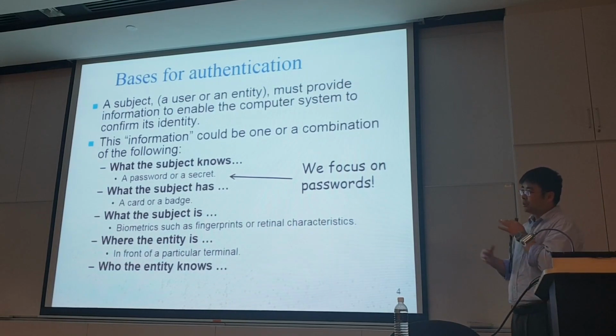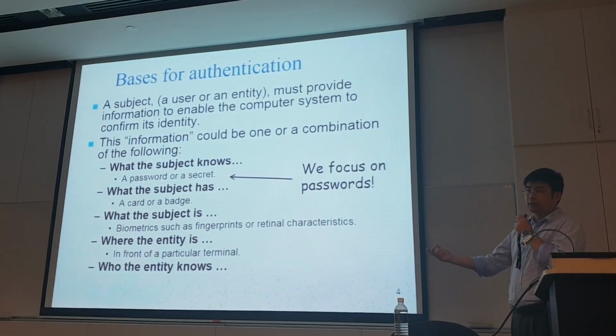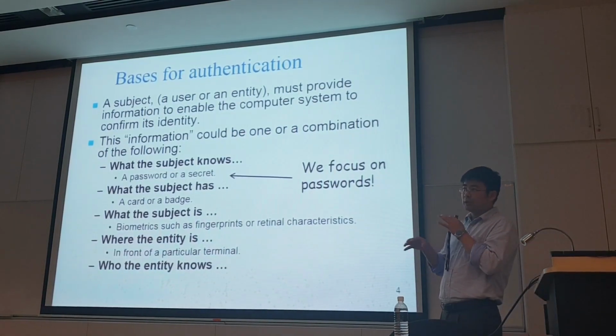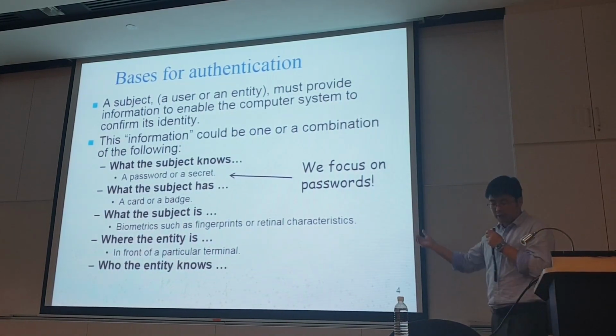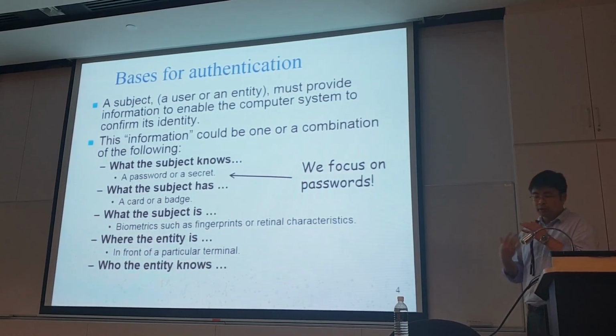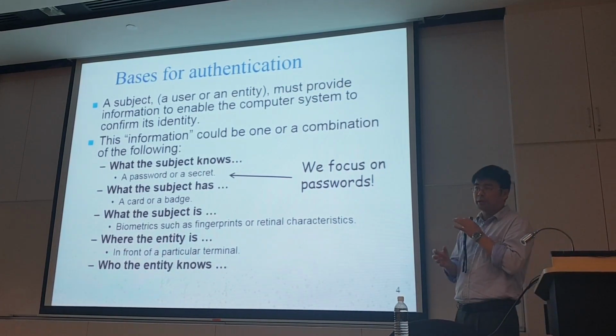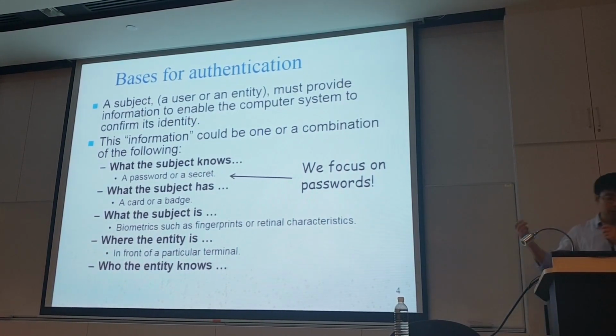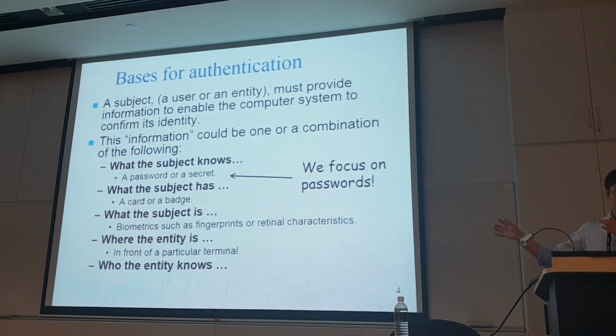And then there is where the entity is. For example, if you are using a particular machine inside the internal network, then you can directly access the resource. You can directly connect to a server if you are one of the machines within the network. In this case, authentication is done, for example, by IP address. If we know this is an internal IP address, then the user can directly access. But if you are an external user, then probably you need to first establish a VPN, right? After you establish a VPN, the external machine will be treated as an internal machine. So in this case, you can also access the resource.